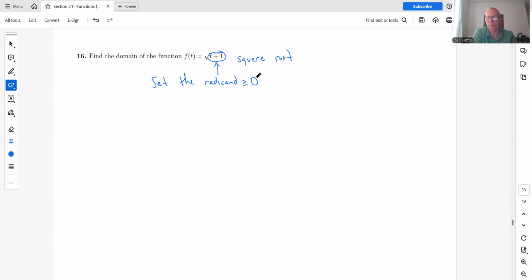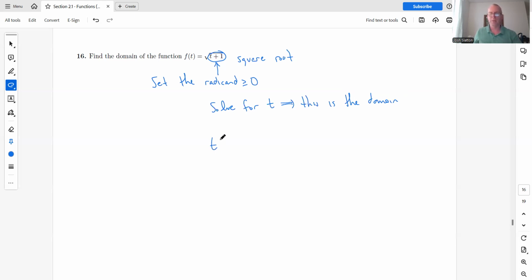You cannot take the square root of a negative number and get a real number back. So we want whatever is under here to be greater than or equal to 0. So set the radicand greater than or equal to 0, solve for t in this case, or x as the case may be. And this is the domain. In this case, that tells you the domain. And with the rational function, it tells you what's not in the domain. This one tells you what is the domain.